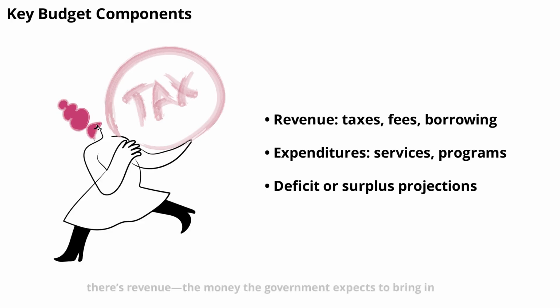First, there's revenue, the money the government expects to bring in. This usually comes from taxes, but can also include fees, fines, and borrowing. Next, there are expenditures, which are the planned spending on various programs and services. Budgets also include projections for deficits or surpluses, depending on whether spending exceeds revenue or vice versa. By examining these components, we get a clearer picture of how the government plans to balance its financial responsibilities.